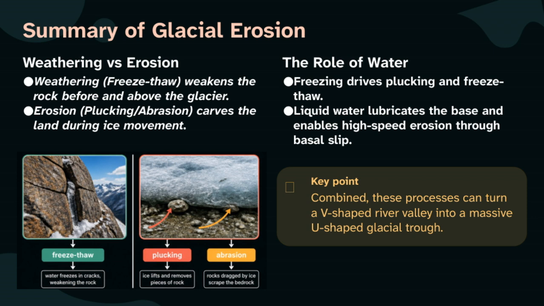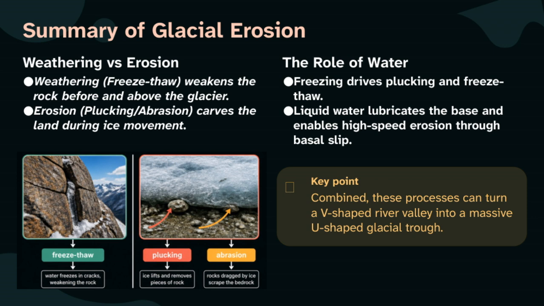Plucking happens when meltwater freezes onto bedrock and the moving glacier pulls rock fragments away. Abrasion happens when rocks embedded in the glacier scrape and grind against the bedrock. Water is involved in several ways. Freezing water helps drive freeze-thaw weathering and plucking. Liquid meltwater lubricates the base of the glacier, helping it move through basal slip. Together, these processes can transform a narrow V-shaped river valley into a much wider, deeper U-shaped glacial trough.